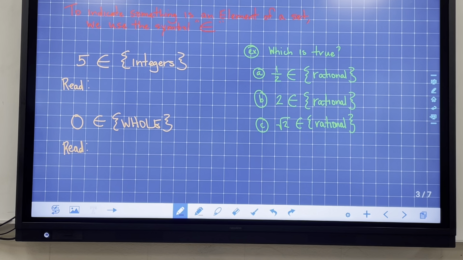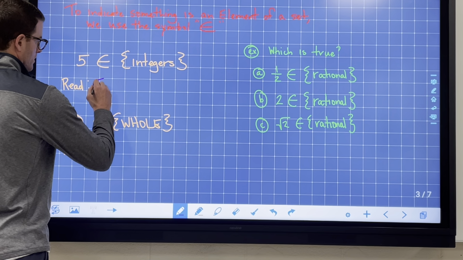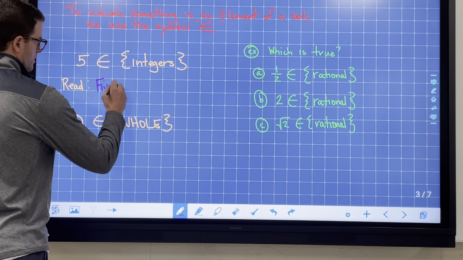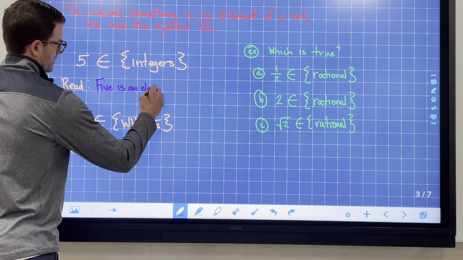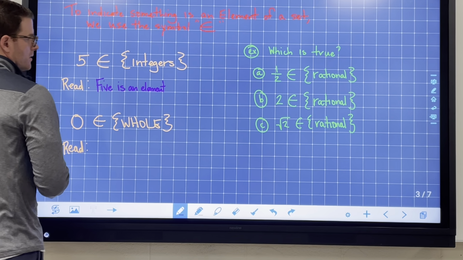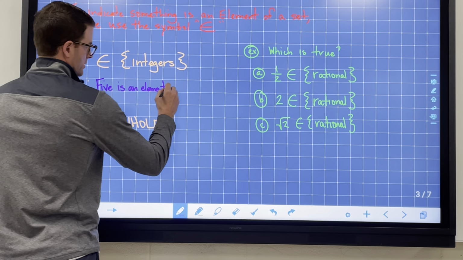This is saying that 5 is an element of the set of integers.